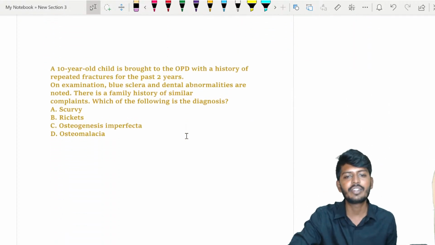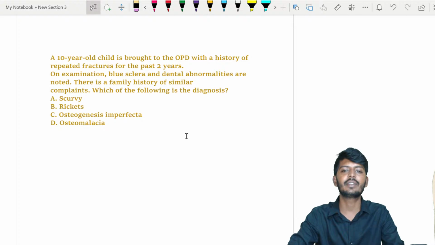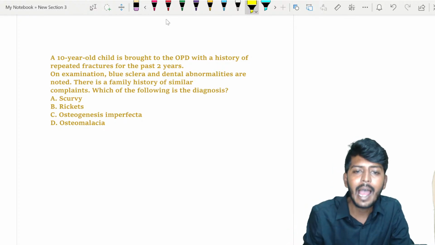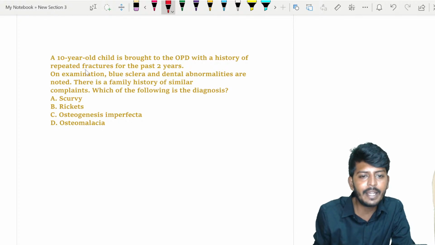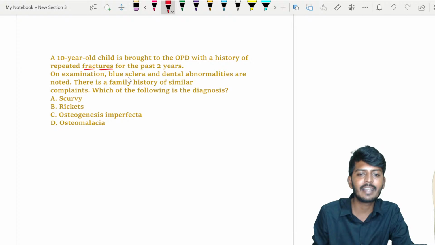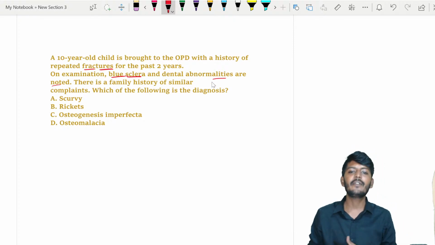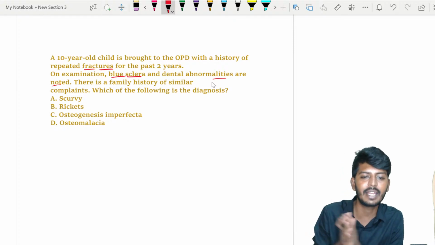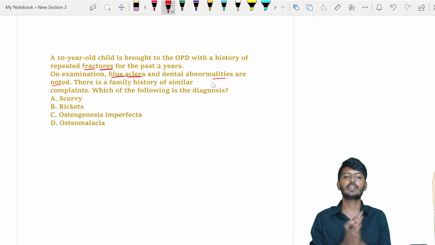A 10-year-old child is brought to the OPD with a history of repeated fractures for the past 2 years. Remember, I told you some time back, repeated fractures for the past 2 years. On examination, blue color sclera and dental abnormalities are noted. There is a family history of similar complaints. Which of the following is the diagnosis? Options are scurvy, rickets, osteogenesis imperfecta, osteomalacia.